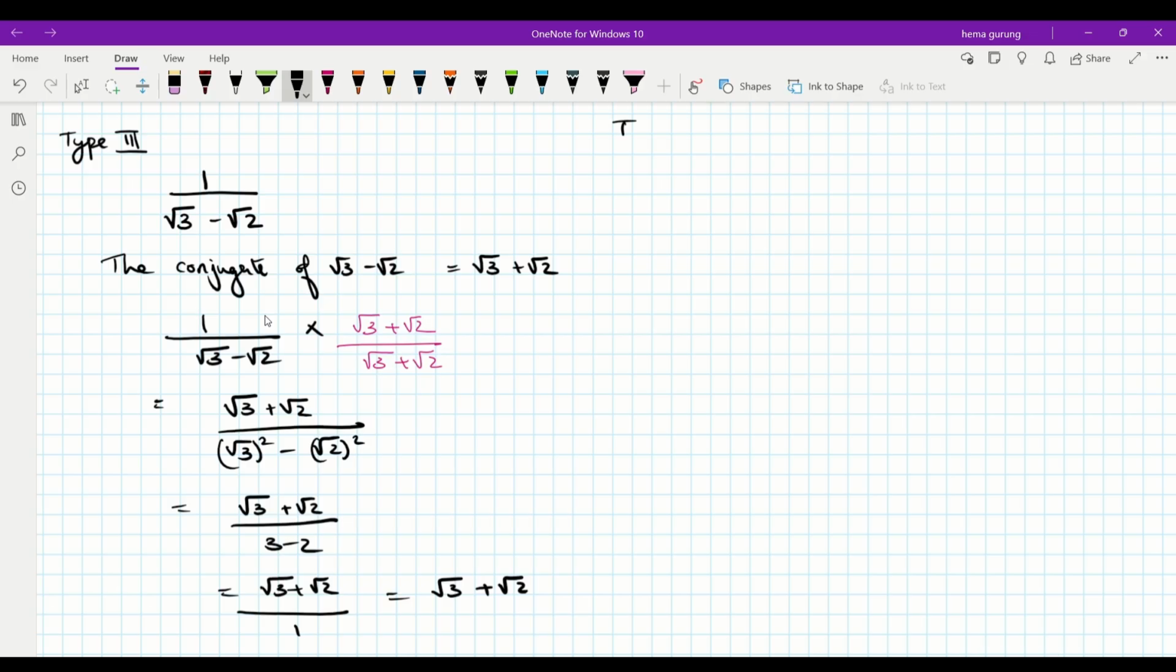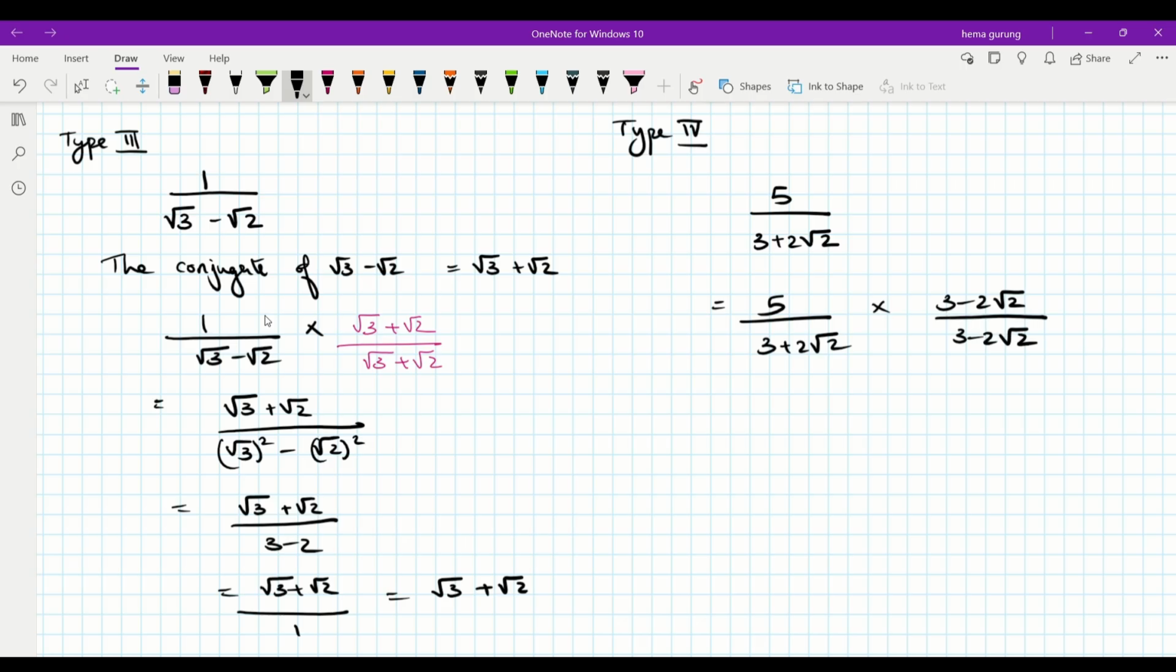Now we'll go to type 4. Basically here we'll see the coefficient of the surds. It's the same thing. What's the conjugate here? Yes, it is 3 minus 2 root 2. So let's rationalize it. How do we rationalize? By multiplying and dividing by its conjugate.